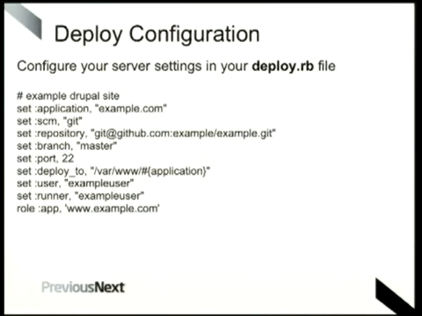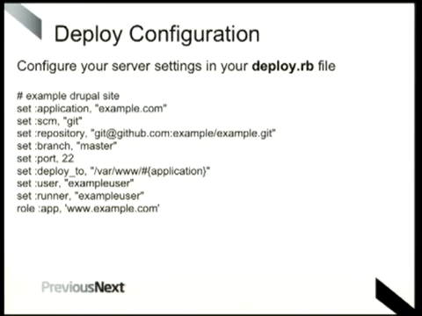So the first one is basically we're just giving the project a name. So it's just used internally. We're telling it that we're using Git as source control. Give it the repository details. So that can be Git, it can be Subversion. It just needs those details in order to be able to check out the files.